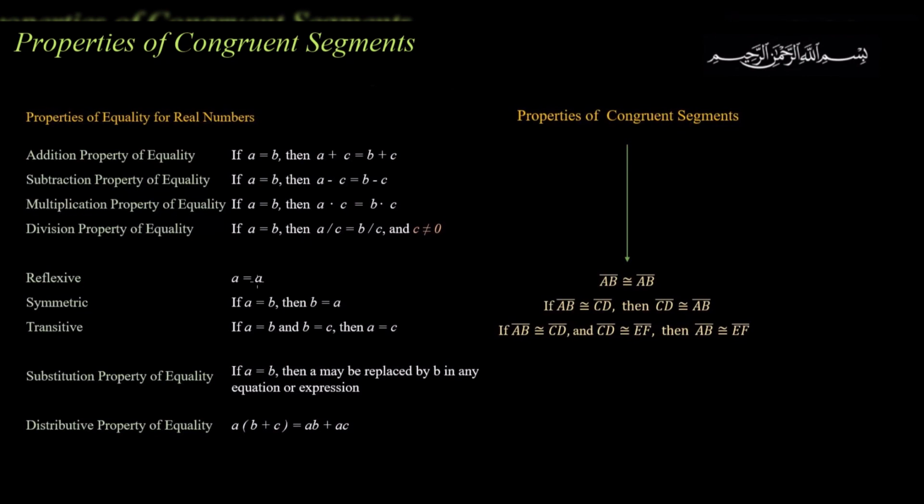If somebody asks you, what is the transitive property of equality for real numbers? You should say, the transitive property of equality of real numbers states that if A equals B and B equals C, then A is equal to C. And if somebody were to ask you, what's the transitive property of congruent segments? Then you say the transitive property of congruent segments states that if segment AB is congruent to segment CD, and segment CD is congruent to segment EF, then segment AB is congruent to segment EF.